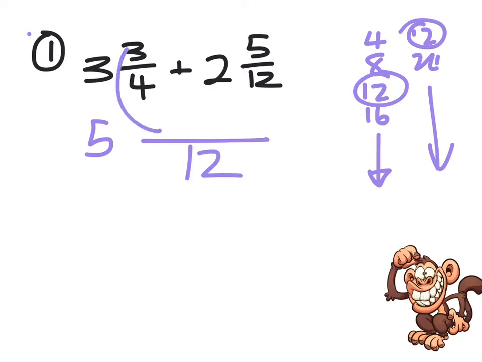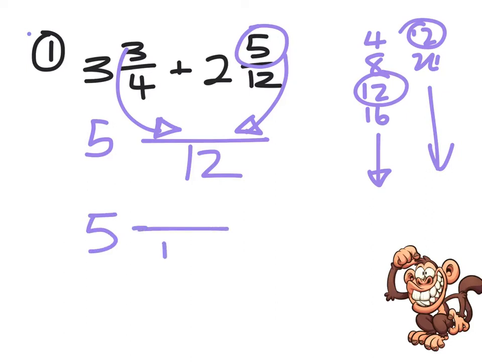You need to change the top number that goes in here. This one doesn't require changing because it is over 12 already. So your answer will be 5 and so many twelfths. Now if you've done it properly, you will find that this number up the top here is top heavy. So that means we've actually got an extra whole in so many twelfths, which you can cancel to be 6 and something.